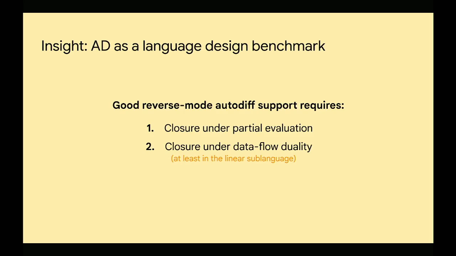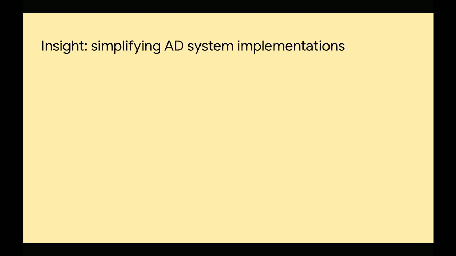Another interesting insight is that AD can serve as a language design benchmark. Based on the transforms you have to support here, if you really want to have good reverse mode autodiff support in your language, the language has to be efficiently closed under partial evaluation to support something like unzipping, and it has to be closed under data flow duality, at least in the linear operators that it supports, to support the transposition. So that's another takeaway.